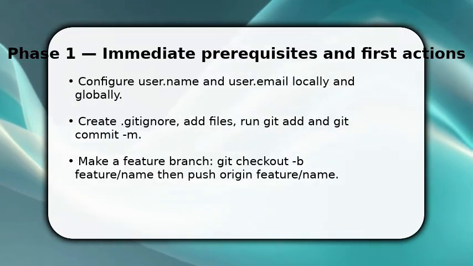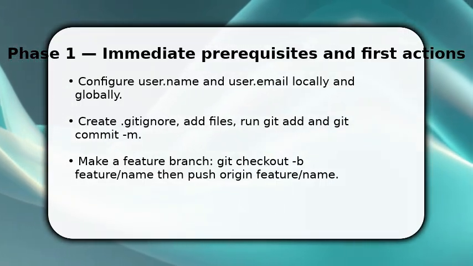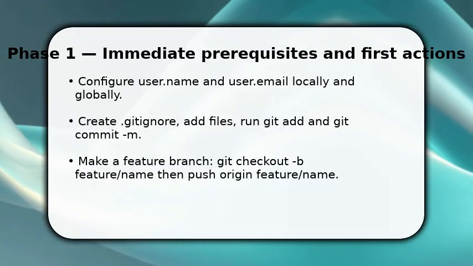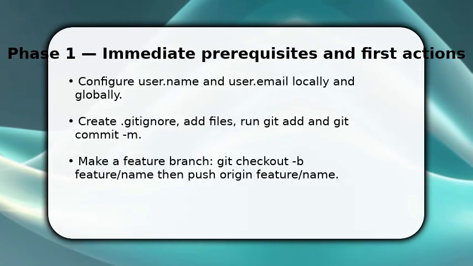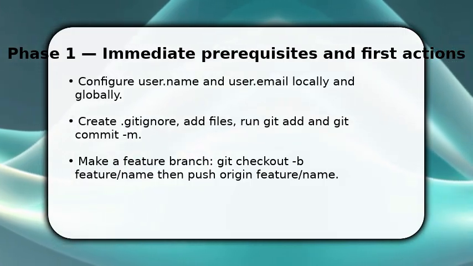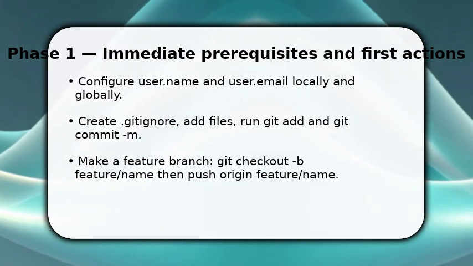Next, stage only meaningful files with git add -A, commit with a concise message, and immediately create a feature branch with git checkout -b feature/name. Once done, push that branch to the remote so you have a backup and collaborators can see your work.